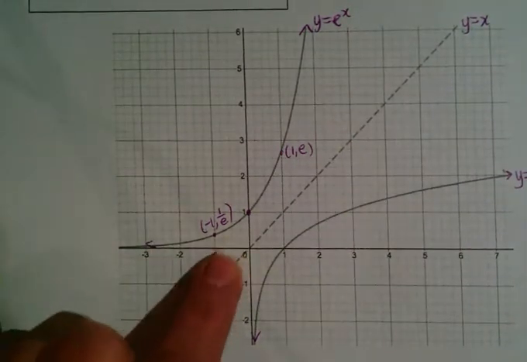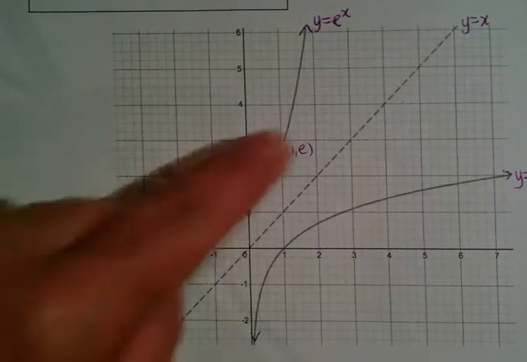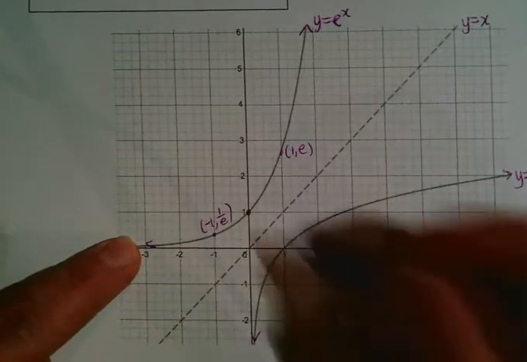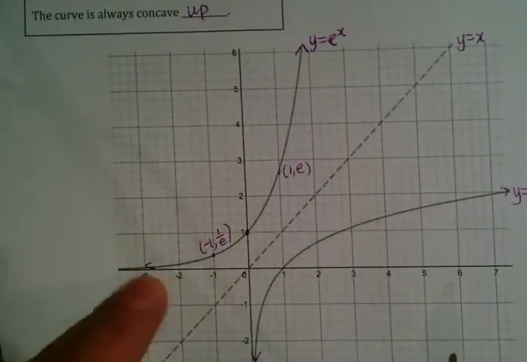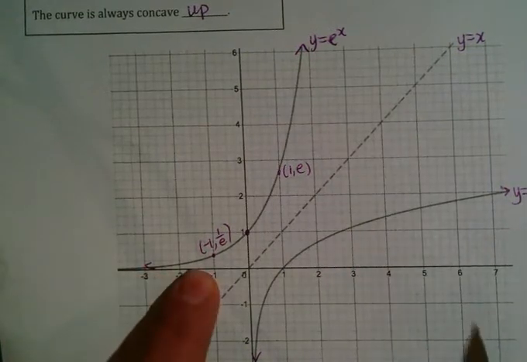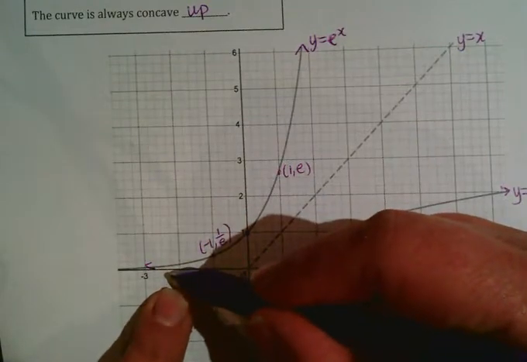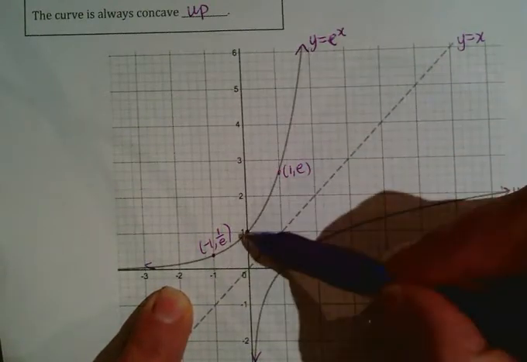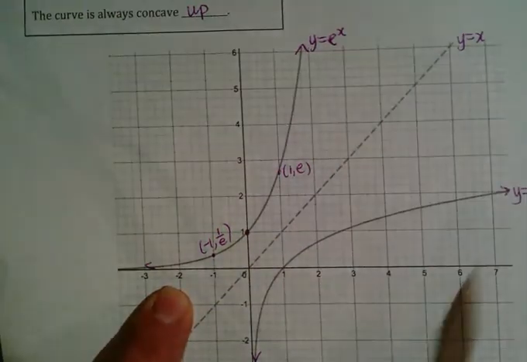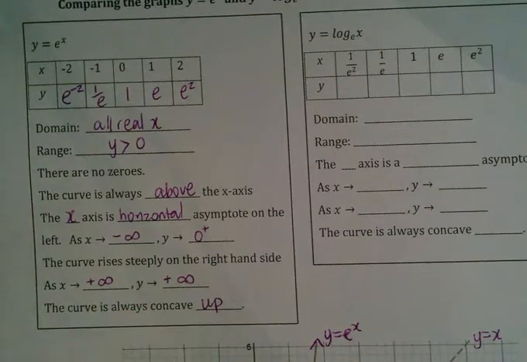We can see that the domain is all real x, that y greater than 0 is the range, and that there are no zeros. So the graph does not cut the x-axis, and the curve is always above the x-axis. The x-axis is a horizontal asymptote on the left, and as x approaches negative infinity, y approaches 0 from above. On the right-hand side, the curve rises steeply, so as x approaches positive infinity, y approaches positive infinity, and the curve is always concave up. You can check that you've got these correct answers here.